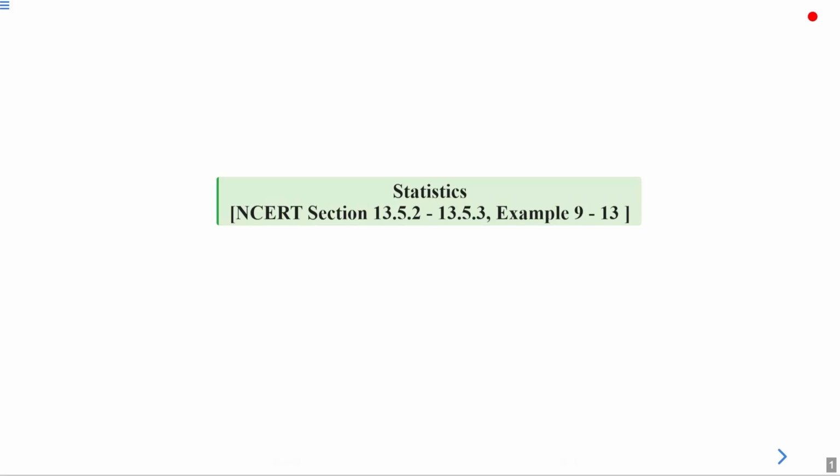Hello students, welcome to this lecture on statistics. In this lecture, we will explore NCERT sections 13.5.2, 13.5.3 and examples 9 to 13.